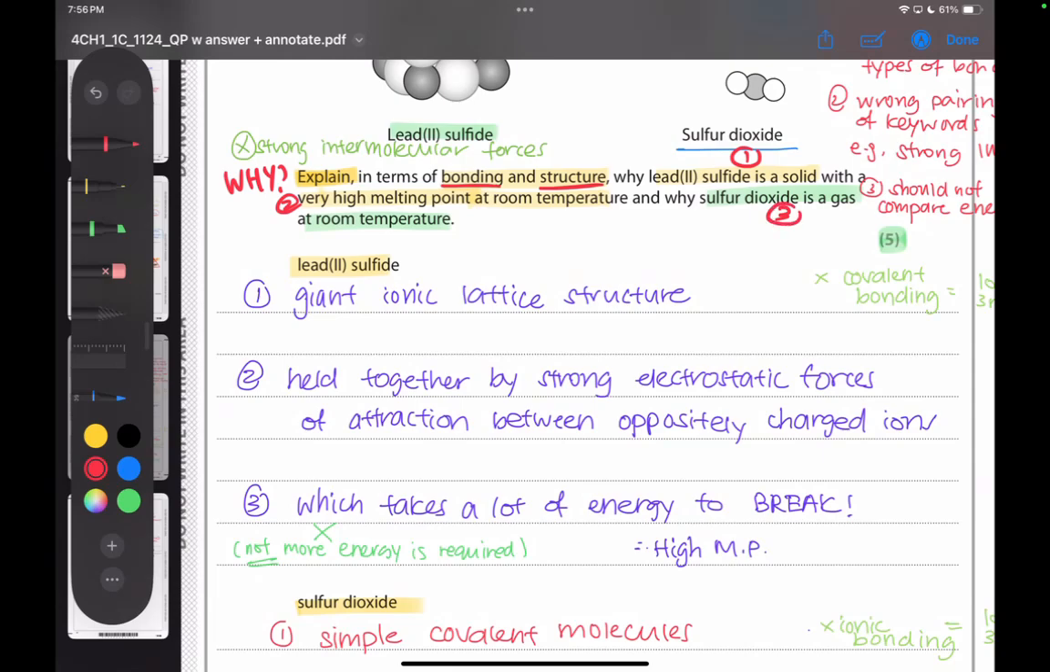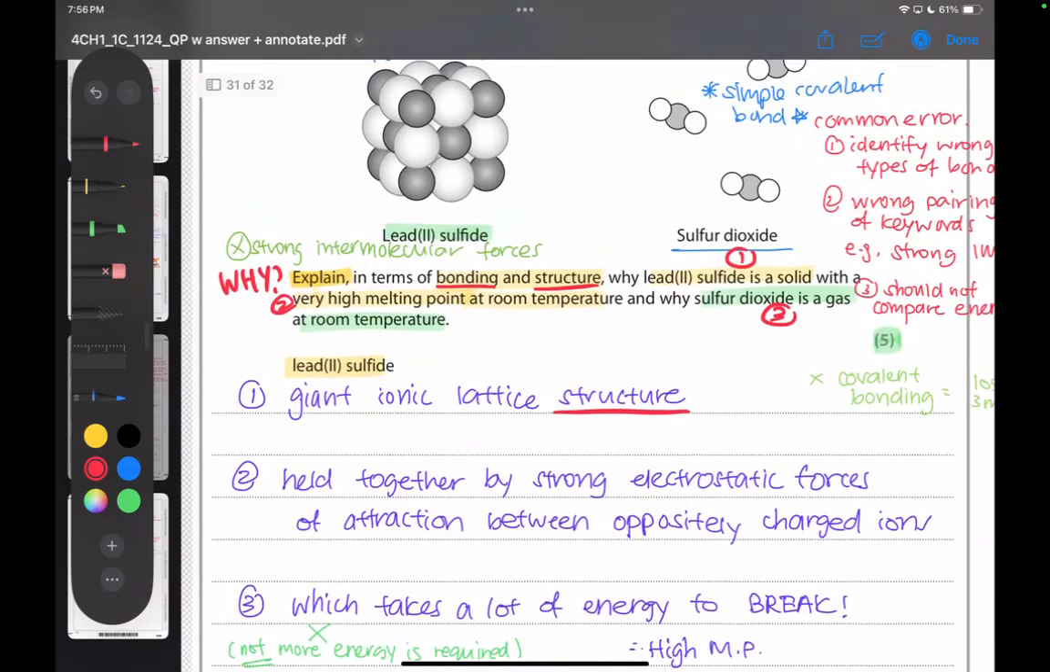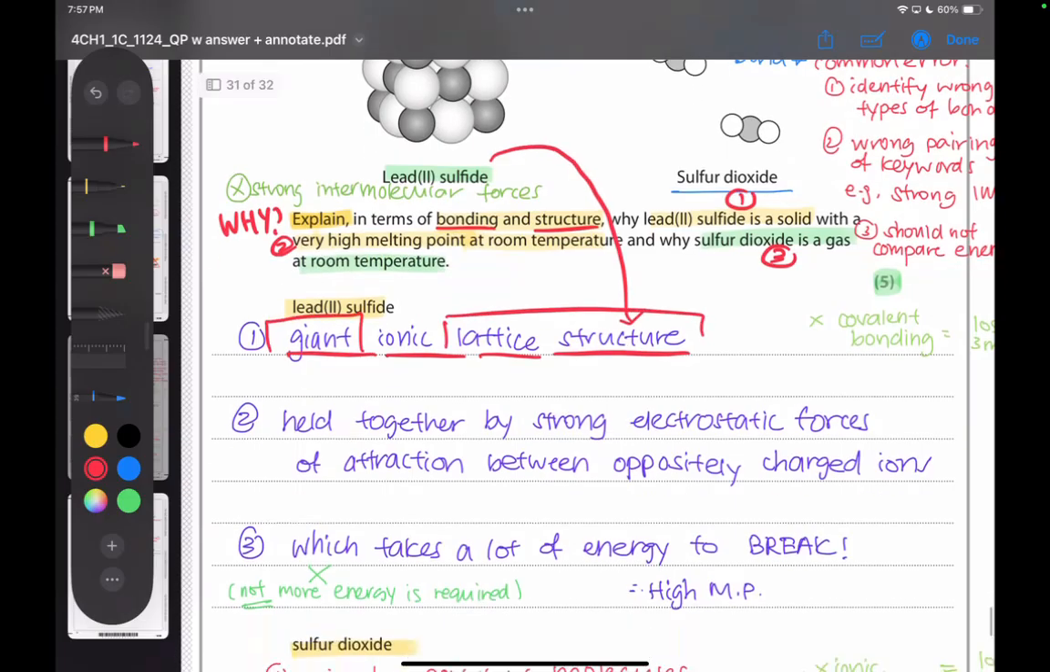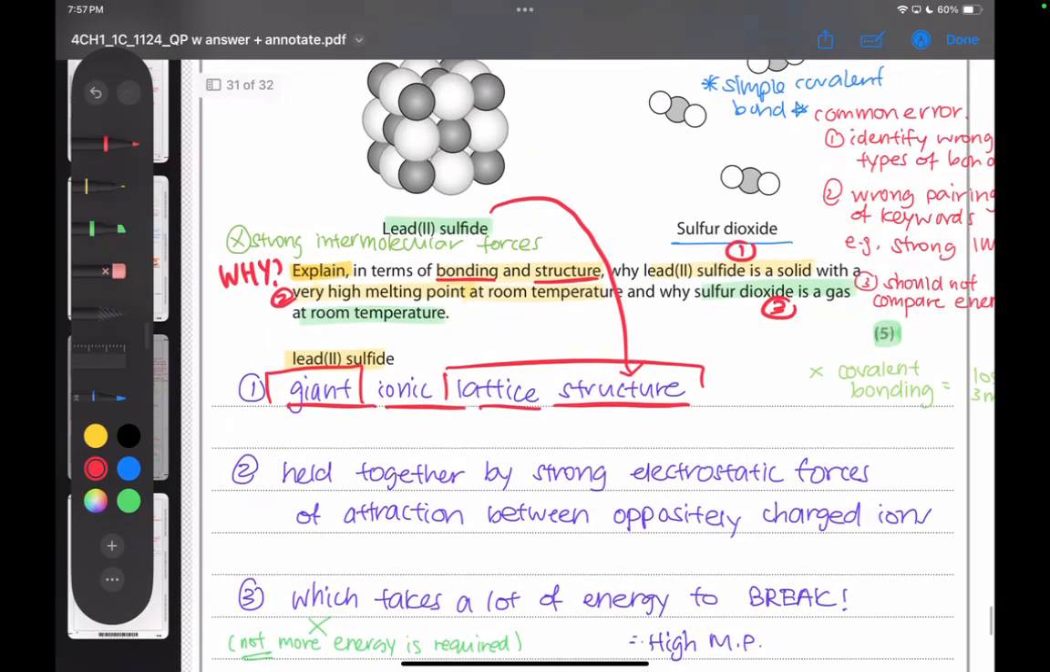Okay, so first thing, structure. Lead(II) sulfide, if you can see from the diagram itself, is a giant ionic lattice structure. You need to be clear that you're dealing with an ionic compound here, and to describe an ionic compound, it would be a giant lattice structure. As you can see from here, this entire thing is our giant lattice structure.